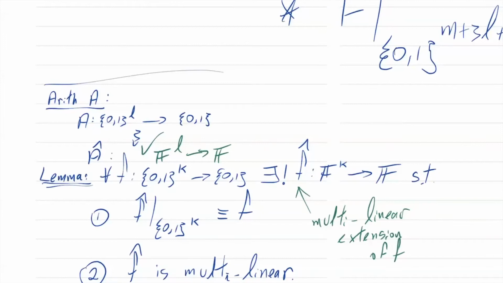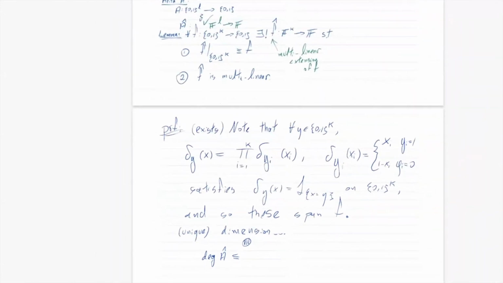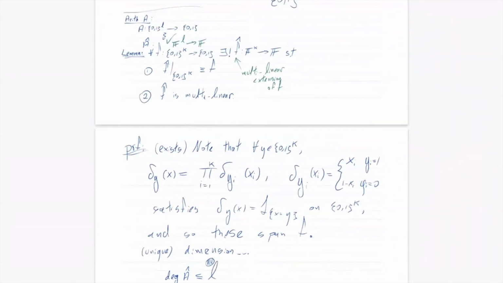And what else do I need to know about A prime? So the degree of A prime is bounded by what? The total degree? Yeah, by the number of variables. It's just, you know, to see that you are with me. Yeah, it's bounded by L because it's a multilinear polynomial with L variables.